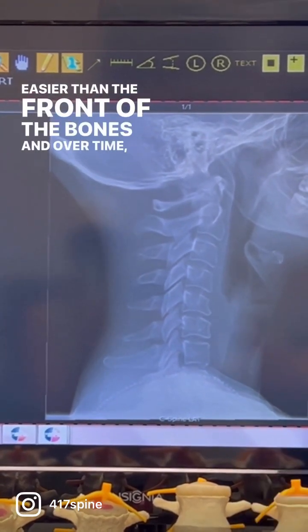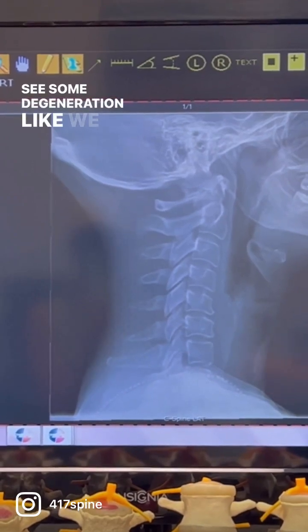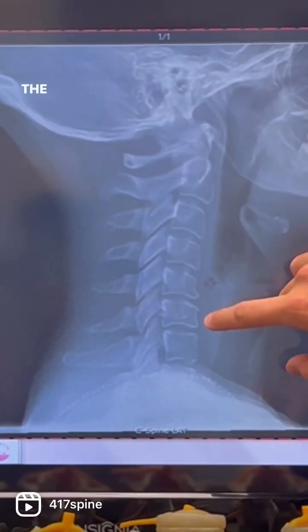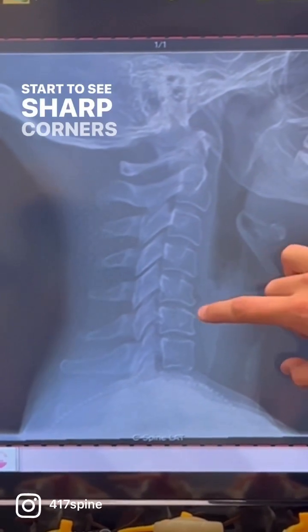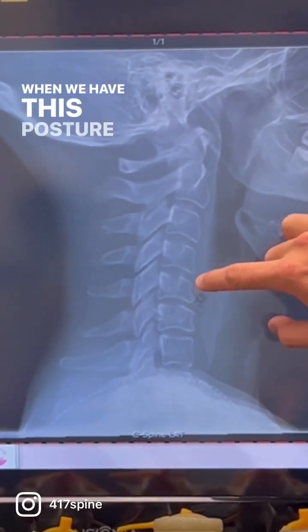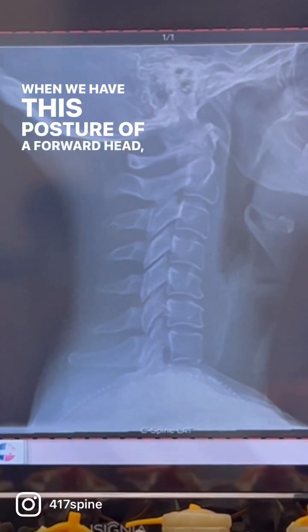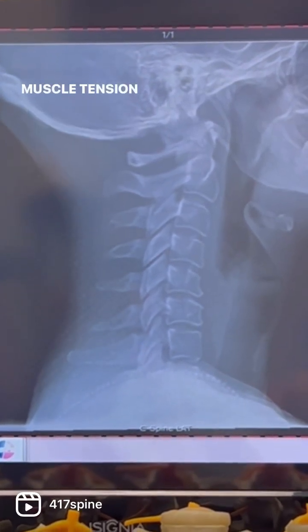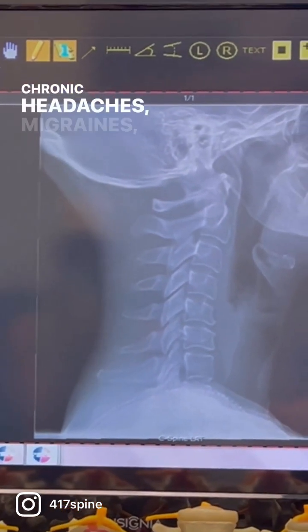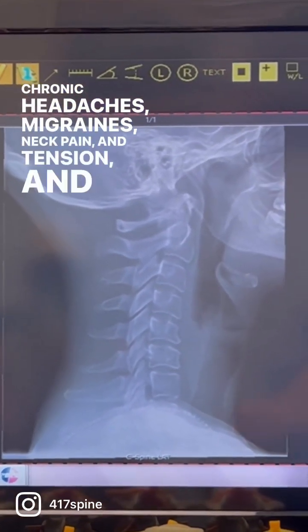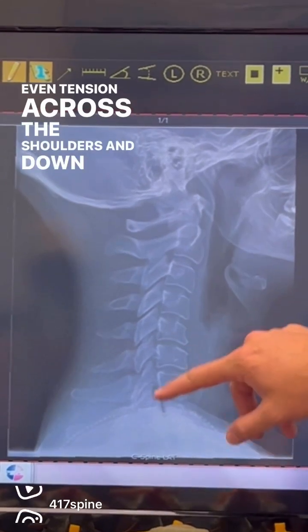And over time we start to see some degeneration like we see in these two bones here. The front of the bone becomes a little bit caved in, and we start to see some sharp corners forming. When we have this posture of a forward head, it adds a lot of muscle tension and can cause a lot of inflammation, leading to chronic headaches, migraines, neck pain and tension, and even tension across the shoulders and down into the middle of the back.